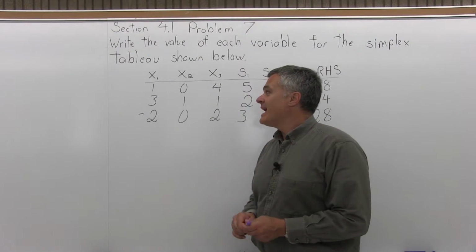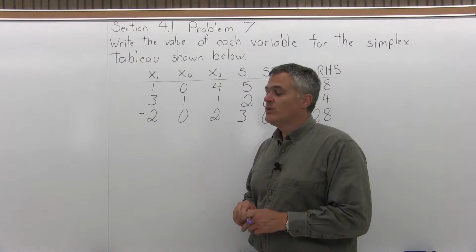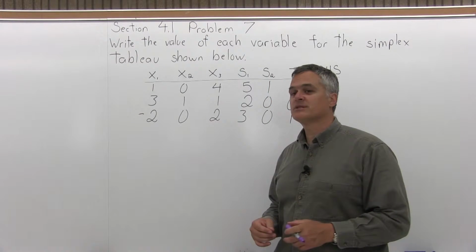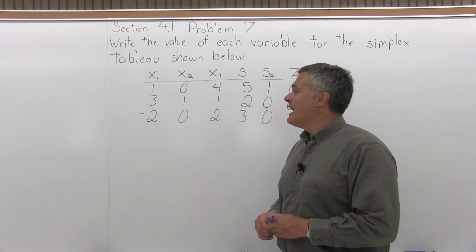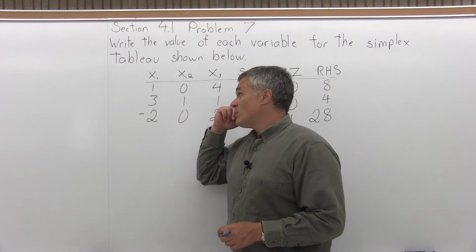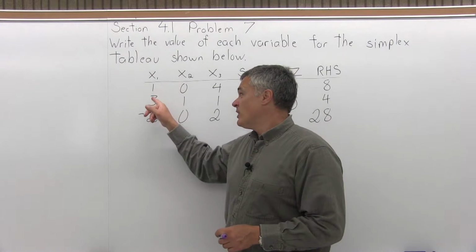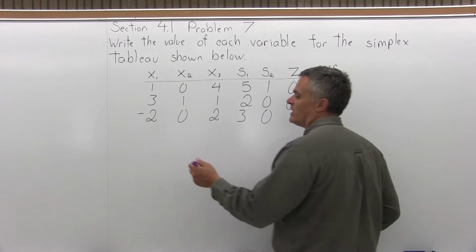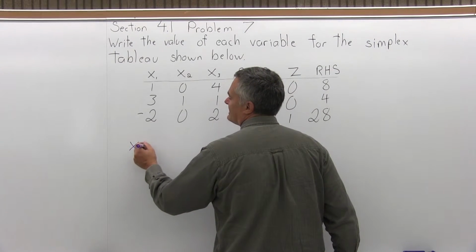So to see the value of each variable, what you want to do is look for special columns in the matrix of all zeros and a single 1. First I look at the x1 column, and in the x1 column I see 1, 3, and negative 2. That is not a special column of all zeros and a single 1. So the value of x1 is 0.